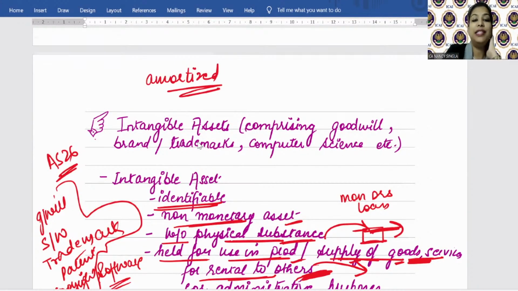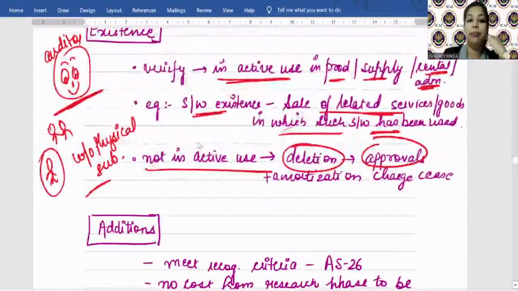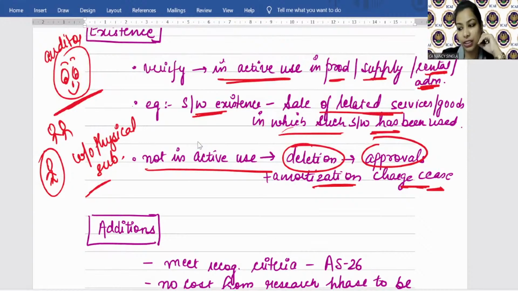So we will see that after any of the PPE has been deleted, the amortization charge will cease from the date of deletion. Yes, Chitala, you are absolutely correct.